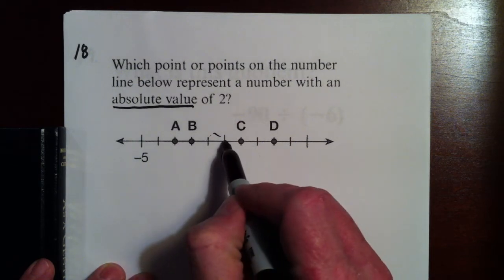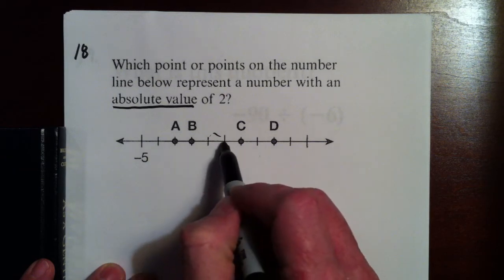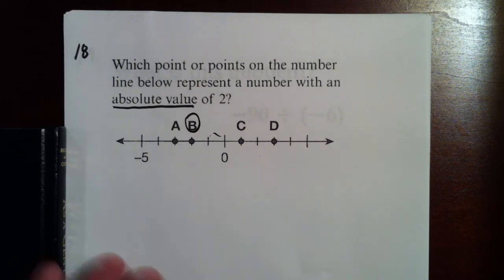Well, let's go out here. 1, 2. Well, we don't have one here. Okay, then we go back to 1, 2, and we have B. The answer is B.